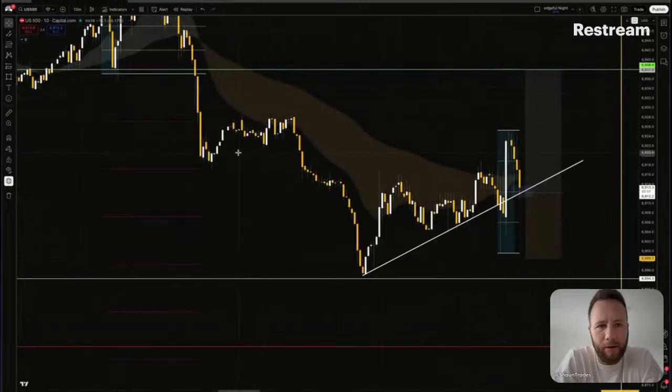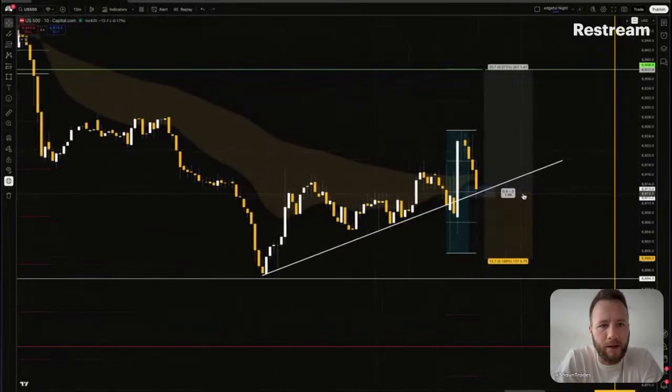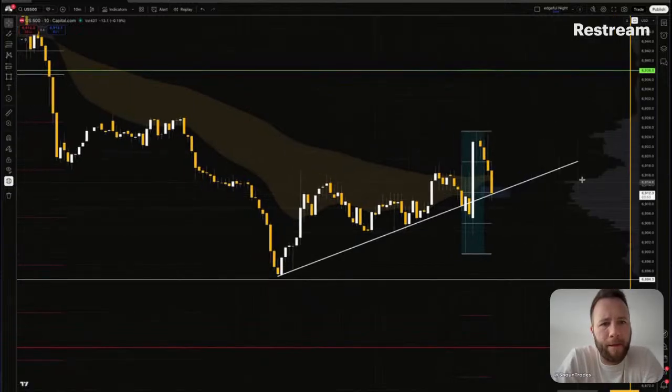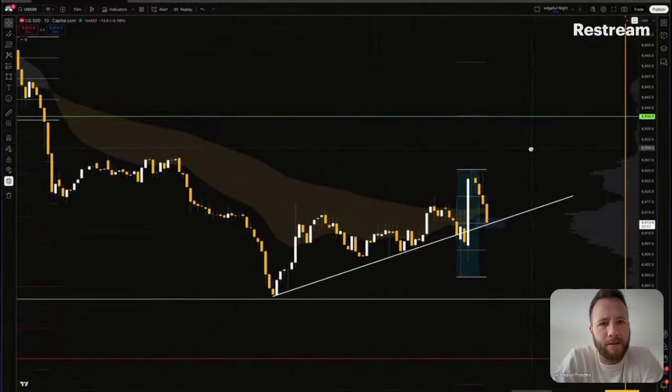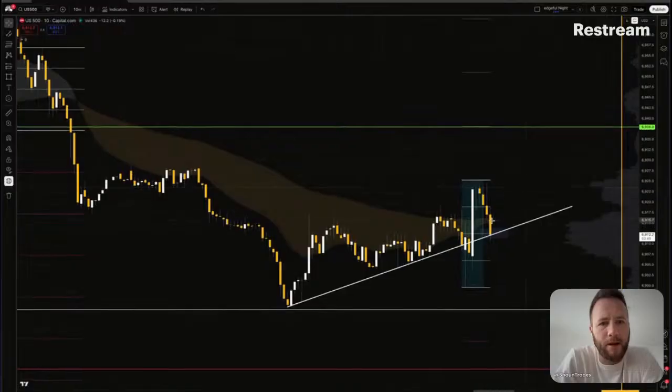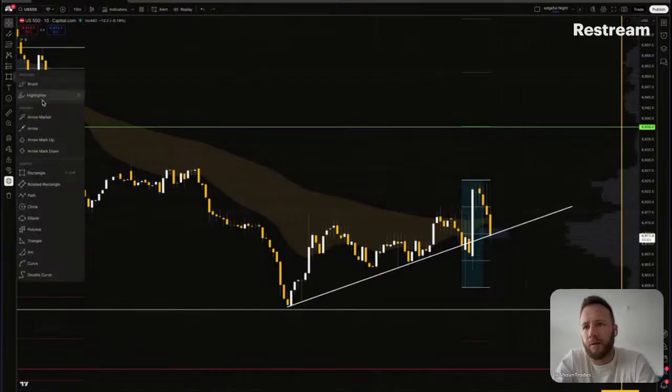How's that 10-minute cloud looking? Yeah, looking pretty weak, but very much intact. We would need to get some buyers to probably come up here in the next 20, 30 minutes or so, this sort of area. Let's go ahead and draw a circle for that.